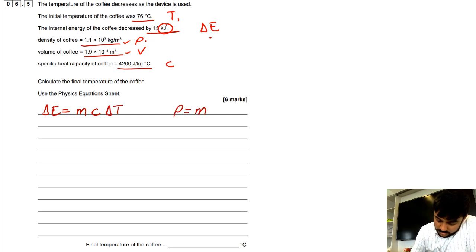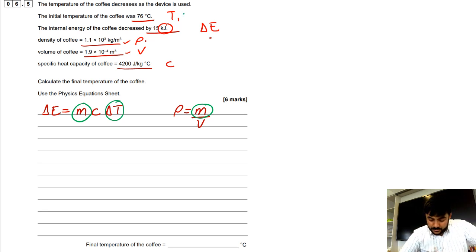Density is mass over volume. So, of these two equations, the term that I do not have is mass and change in temperature. I have an initial temperature, remember, but I don't have a change in temperature. So I can't use this first equation to calculate change in temperature because I don't have mass, and I can't use this equation to calculate mass because I don't have a change in temperature. So I'm going to use this equation.